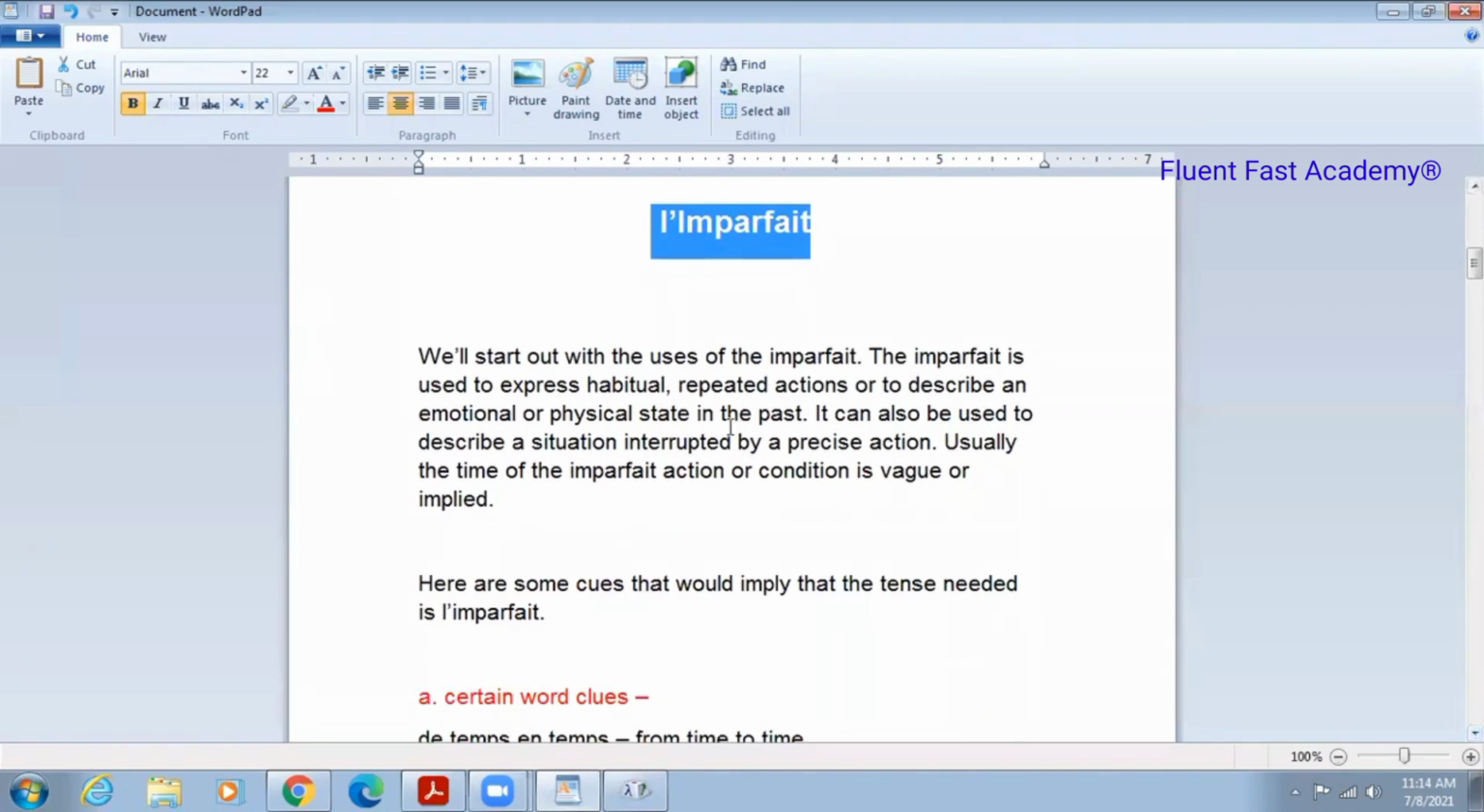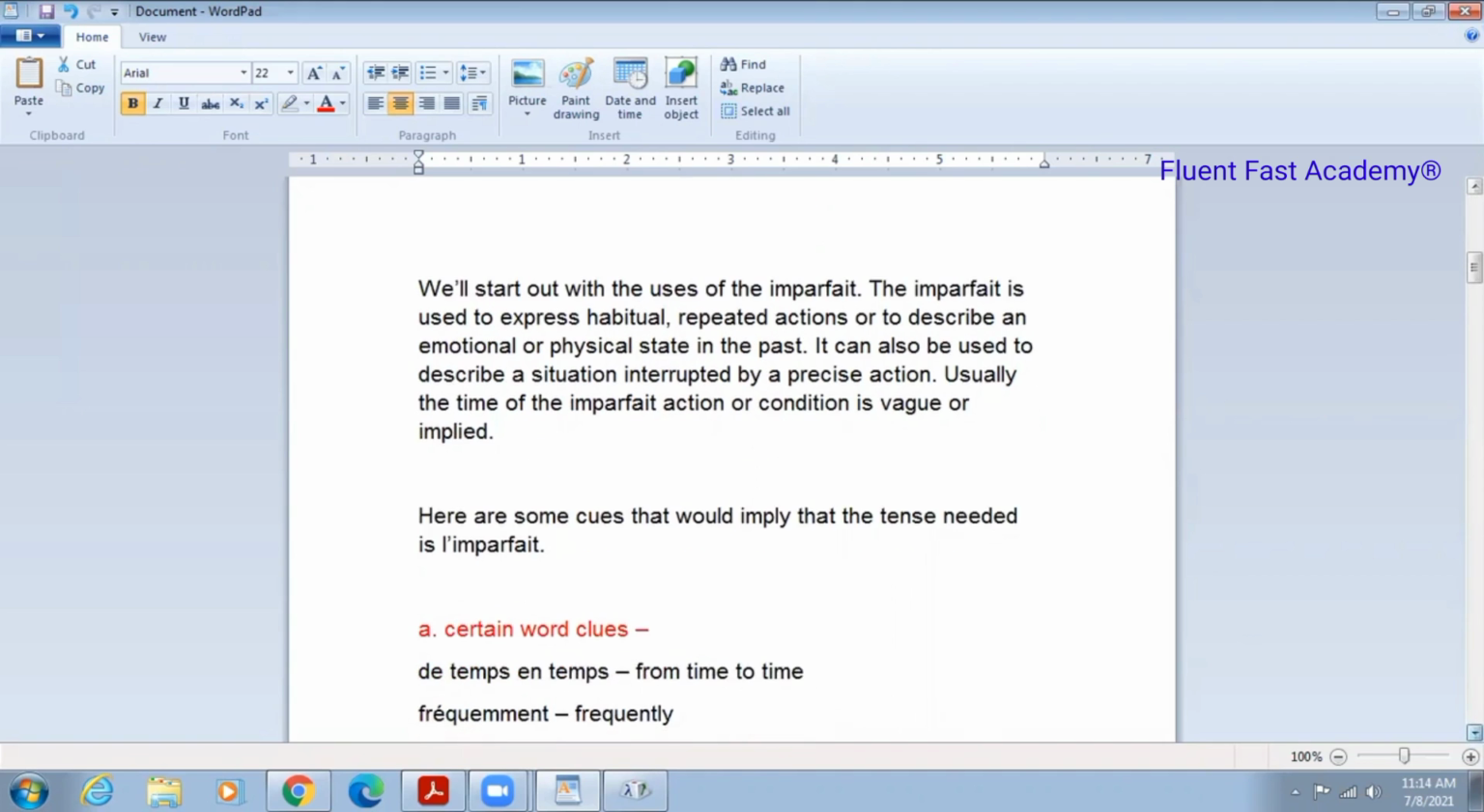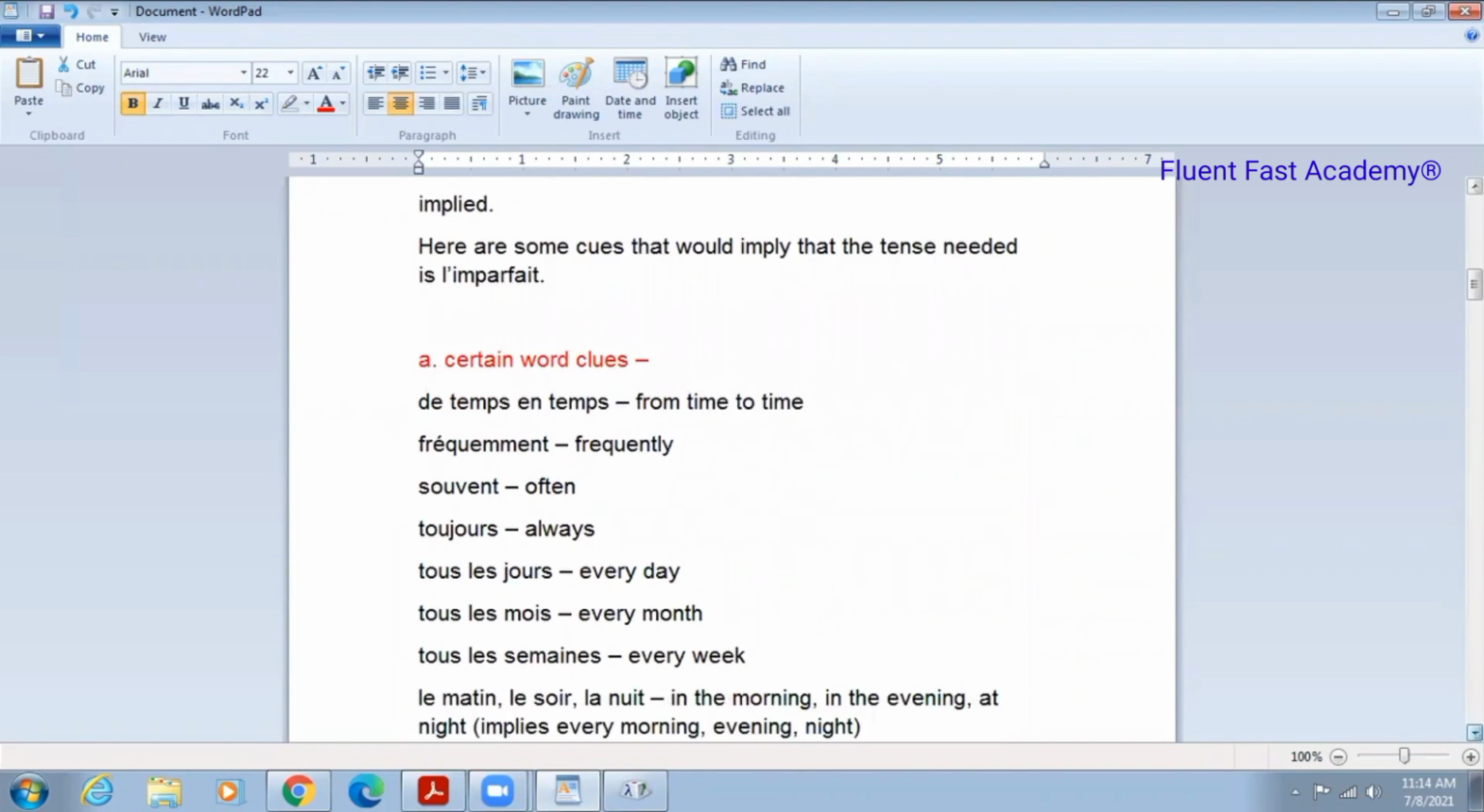So imperfect is used to express habitual, repeated actions or to describe an emotional or physical state in the past. It can also be used to describe a situation interrupted by a precise action. Usually the time of imperfect action or condition is vague or implied. So we'll explain the structure in a while. First of all, it's important to understand certain words of past where you are supposed to use imperfect.